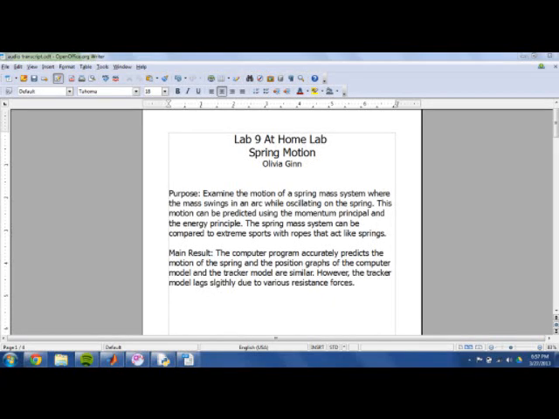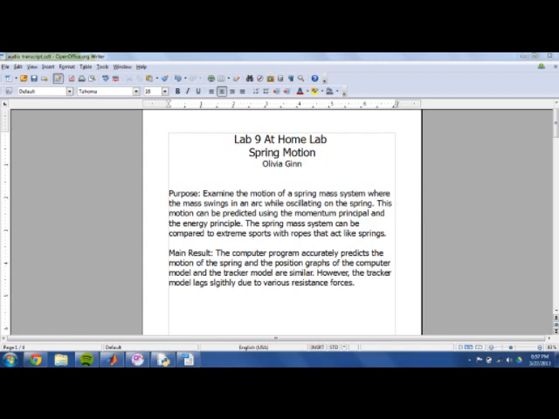This is Lab 9 at Home Lab with Spring Motion, and my name is Olivia Ginn, and I'm in section MO1. The purpose of this lab was to examine the motion of a spring mass system, where the mass swings in an arc while oscillating on the spring. This motion can be predicted using the momentum principle and the energy principle.